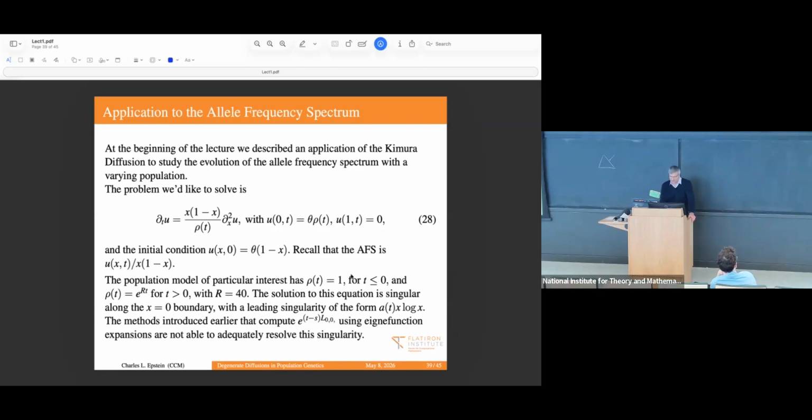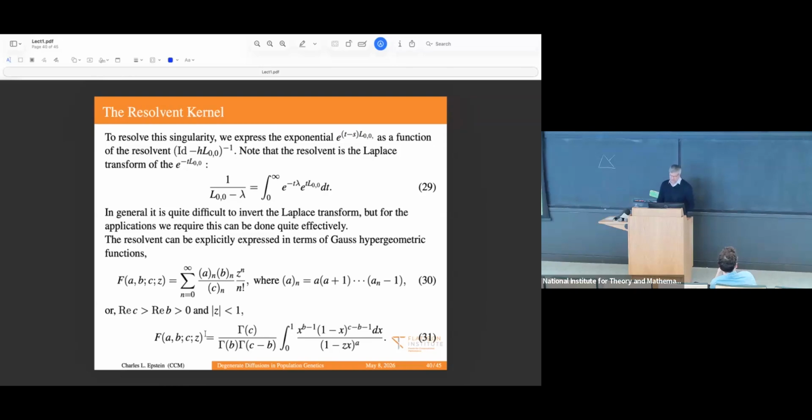And the solution to this equation, of course, is singular along the x equal to 0 boundary, with a leading singularity of the form a of t times x log x. So the methods we introduced earlier that compute e to the (t minus s) L_00 using the eigenfunction expansions are not adequate to resolve the singularity at x equal to 0. And so we introduced a different method. We're going to represent the exponential e to the (t minus s) L_00 as a function of the resolvent of the operator, so (identity minus h L_00) inverse. Note that the resolvent is the Laplace transform of the heat kernel.